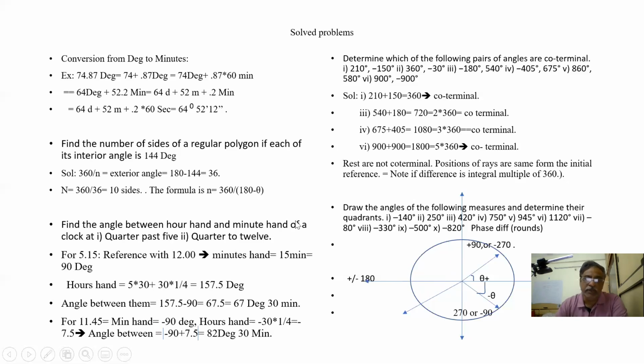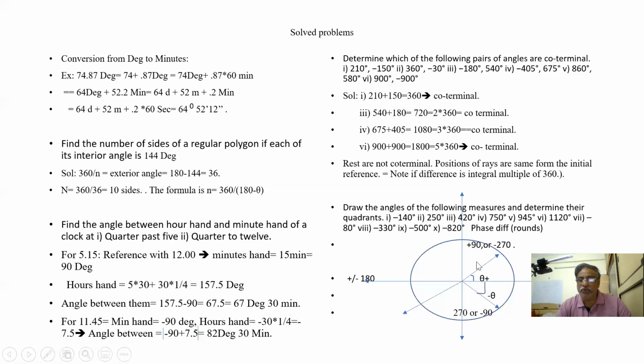So we should have an acquaintance with how to measure the angles up to minutes, or you can go up to seconds also. Now let us say which of the pairs are coterminal. What is coterminal? Coterminal means the end ray is common. Suppose you say 210 and minus 150.